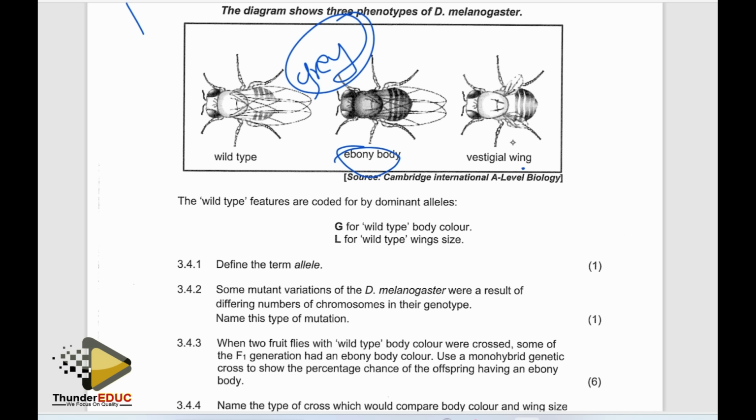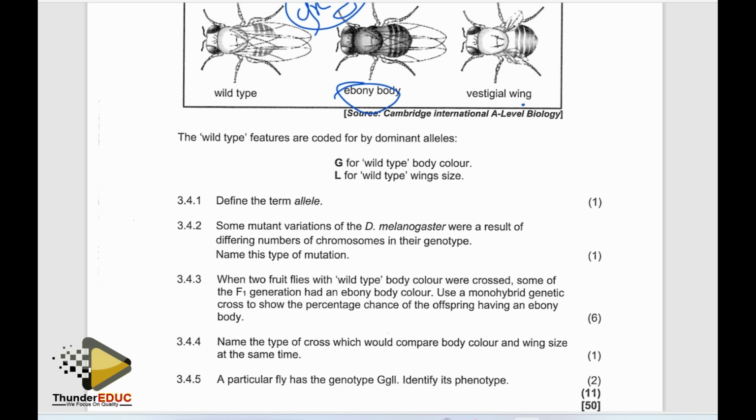Some mutant variation of Drosophila melanogaster were as a result of the different number of chromosomes in the genotype. Name the type of the mutation. I told you, this paper is full of mutations. Because it is a different number of chromosomes, it becomes chromosomal mutation. So that's the answer.